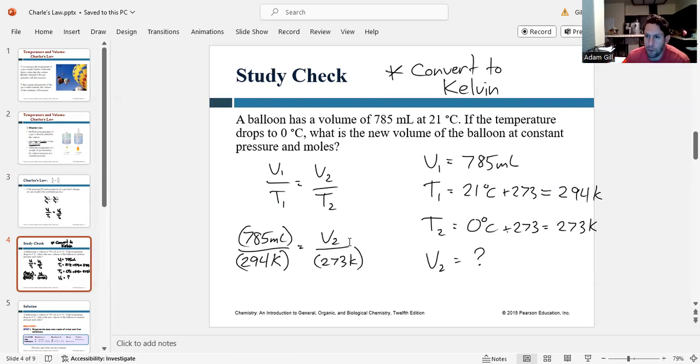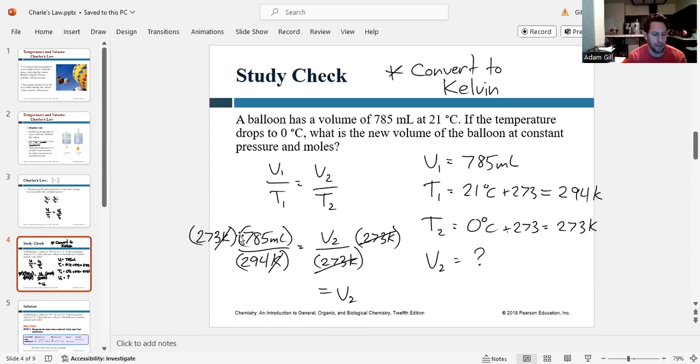To get volume 2 by itself, we have to get rid of this 273 on the bottom. So if we multiply both sides of the equation by 273, it'll cancel on this side. And so volume 2 is going to be equal to 273 times 785 divided by 294. If we're paying attention to units, Kelvin will cancel Kelvin. And the only unit we'll be left with is milliliters, which makes sense because we're solving volume.